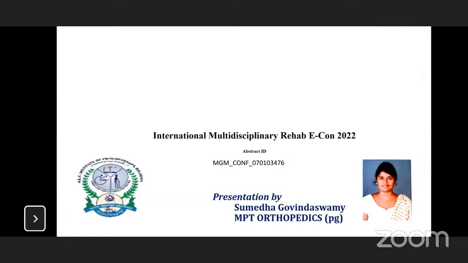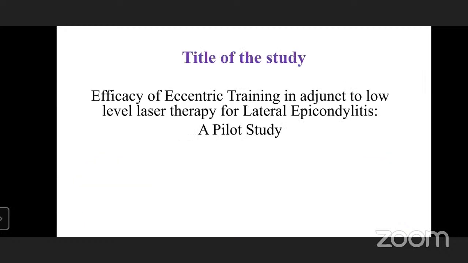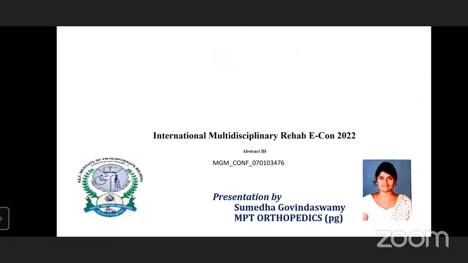Good evening, everyone. My name is Sumedha Govindaswamy. I'm doing my MPT in orthopedics in KLE University of Physiotherapy. The title of my study is Efficacy of Eccentric Training in Adjunct to Low-Level Laser Therapy for Lateral Epicondylitis, a pilot study.